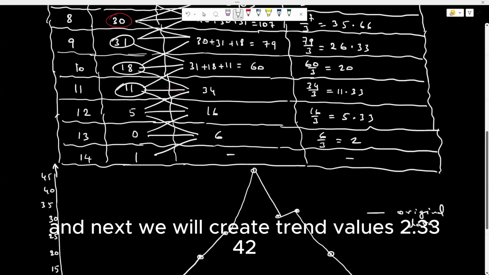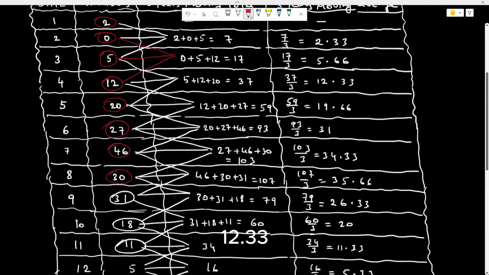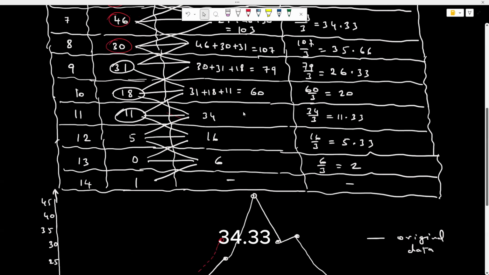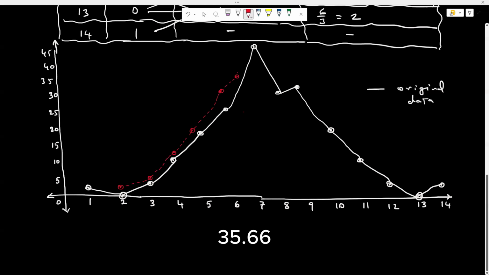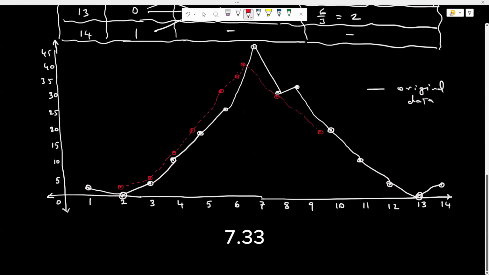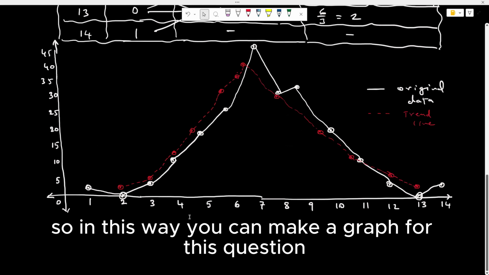The trend values are 2.33 for date 2, 5.66, 12.33, 19.66, 31, 34.33, 35.66, 26.33, 20, 11.33, 5.33, 2. The trend line will always be a dotted line. This is the trend line. In this way, you can make a graph for this question.